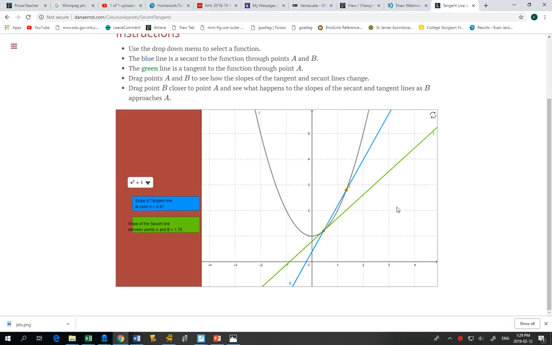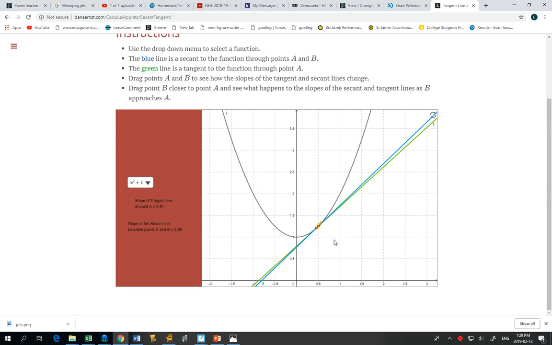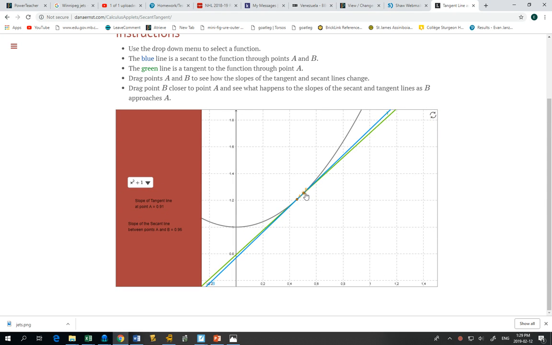Are you ready? So if I move B closer and closer and closer to A, can you see that the blue line is getting closer and closer to the green line? So if I put the 2 points really close together, like I have right now, then my secant line is a good estimate for the tangent line. And if I move them even closer, oh, look at that. I can zoom in and move it even closer. It's an even better estimate.